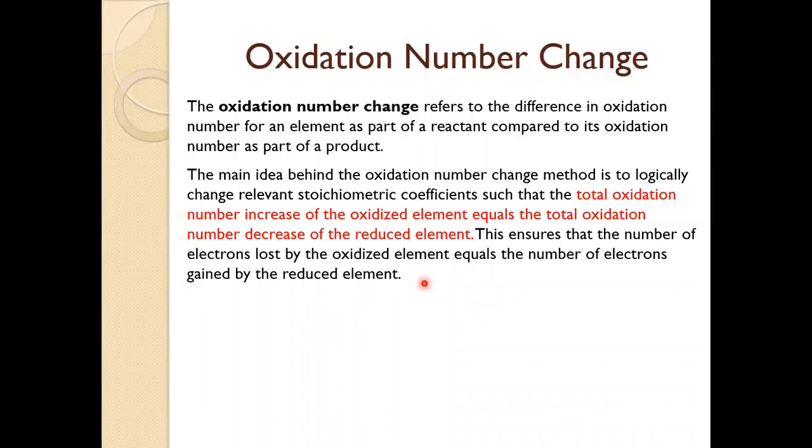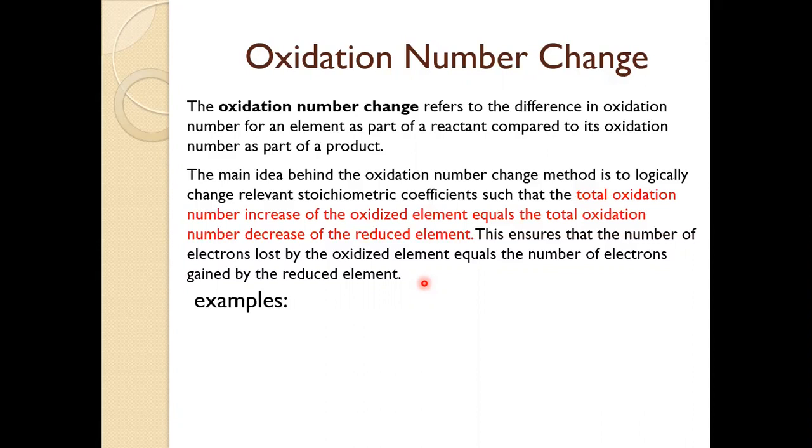And the idea behind this oxidation number change method to balance redox reactions is we determine the oxidation numbers of all the elements, we determine what's been oxidized, what's been reduced, and one of our main, very early on goals is to ensure that the total increase of the oxidation number of the oxidized element is the same as the total decrease in oxidation number of the reduced element.